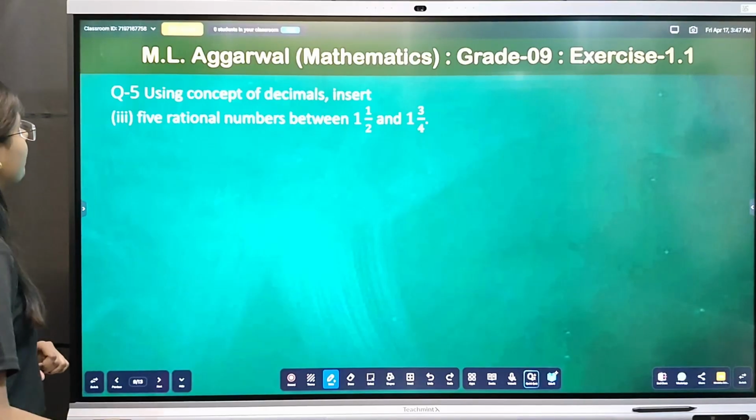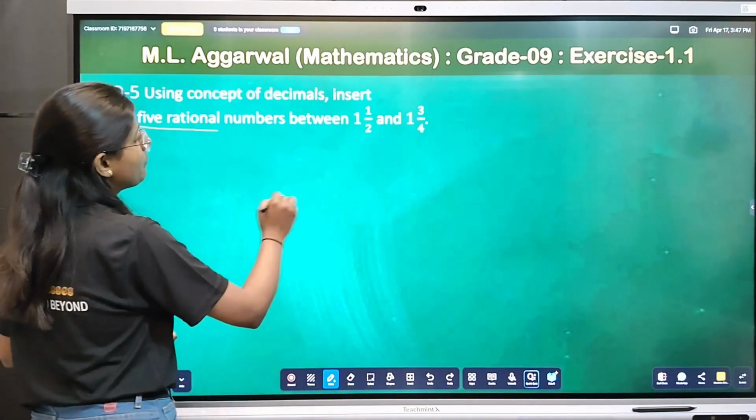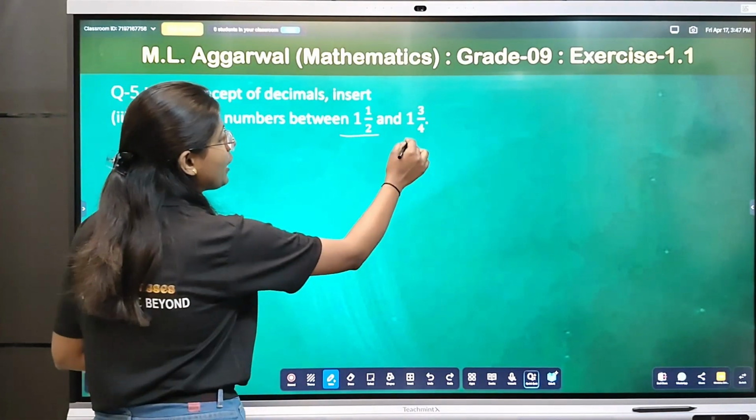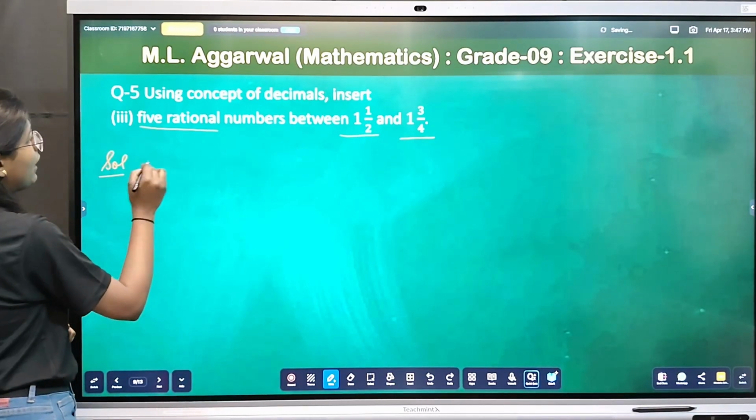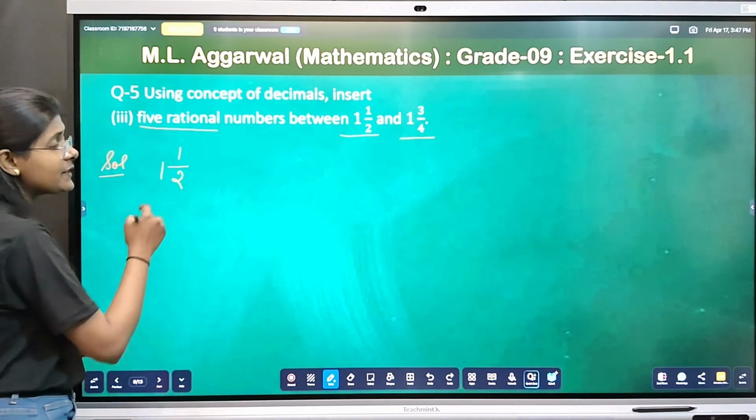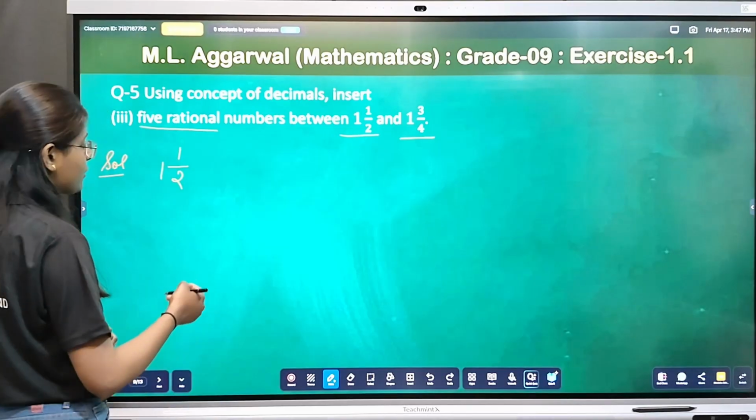Moving to third part, 5 rational numbers between 1 whole 1 by 2 and 1 whole 3 by 4. How to do that? 1 whole 1 by 2, that is a mixed form of a rational number.